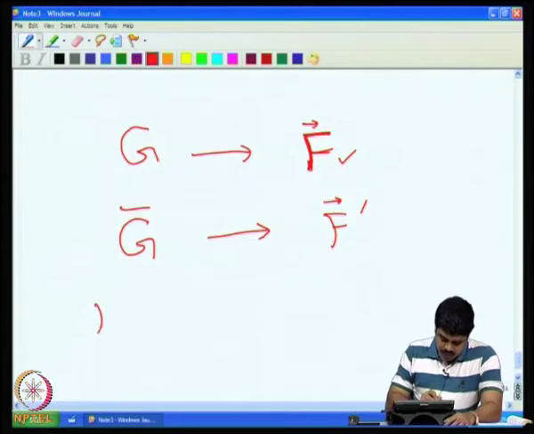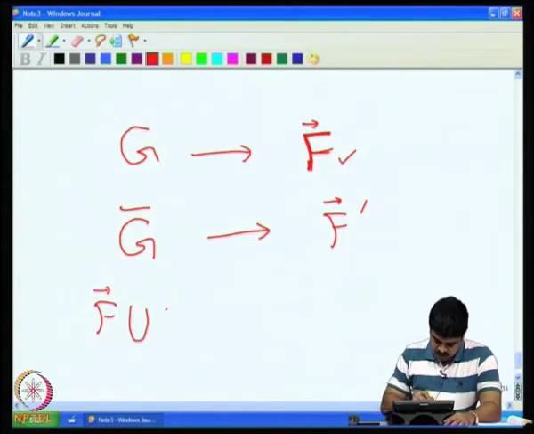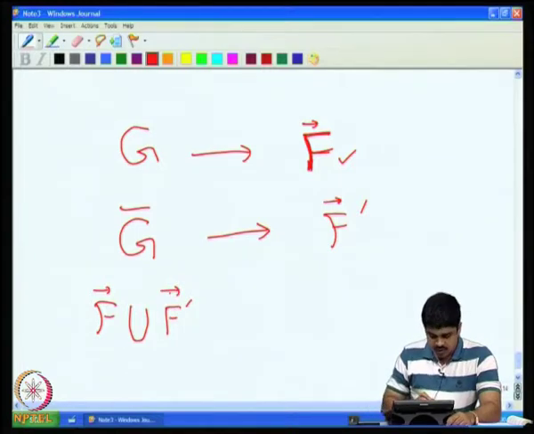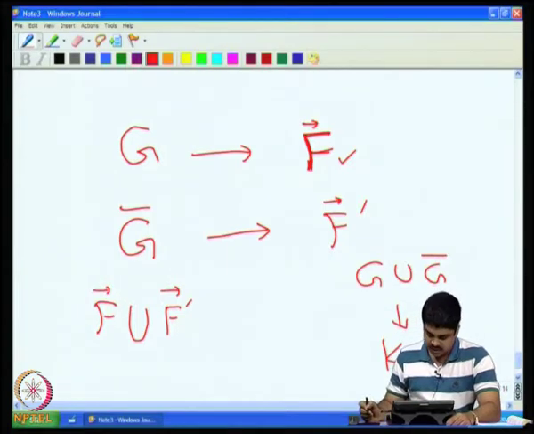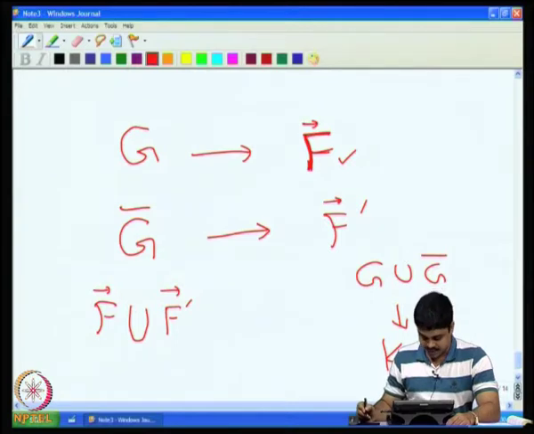Now what will happen if I take f dash union f, that is f union f dash? Of course, the edge set of G union G complement essentially corresponds to the edge set of a complete graph on n vertices, right. All the edges will come then, right.